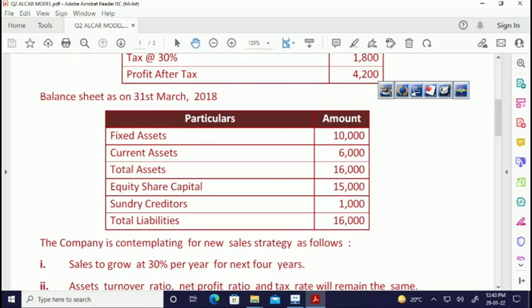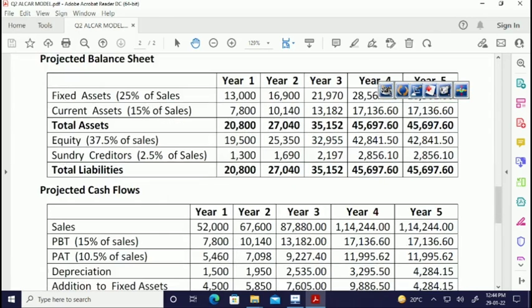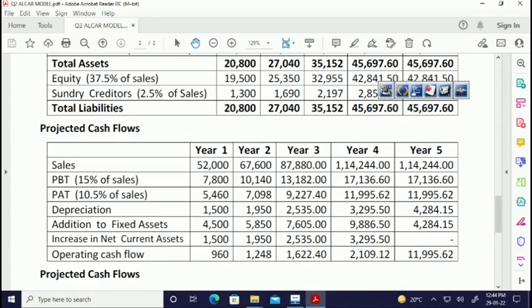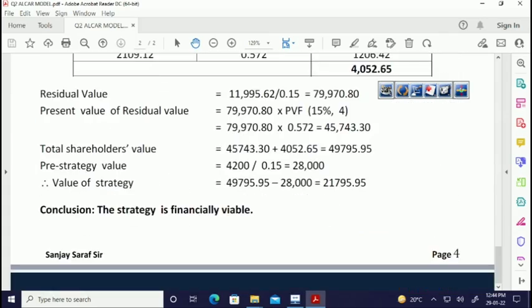Now you have to prepare the forecasted balance sheet. Fixed asset 10,000 into 1.3 is 13,000, into 1.3 is 16,900. Current asset 6,000 into 1.3 is 7,800, and so on. Similarly equity share capital 15,000 into 1.3 into 1.3, and sundry creditors into 1.3 into 1.3, then the total. That way you have to calculate the forecasted balance sheet. It's very simple: fixed asset, current asset, all 30% growth. Then you have to draw the projected cash flows the way I told you, and then the PV and all that stuff has to be done.